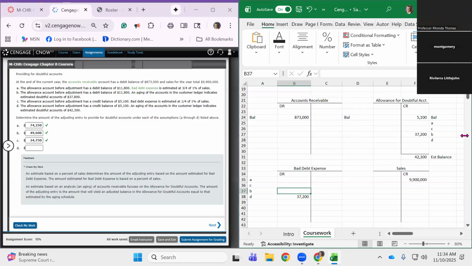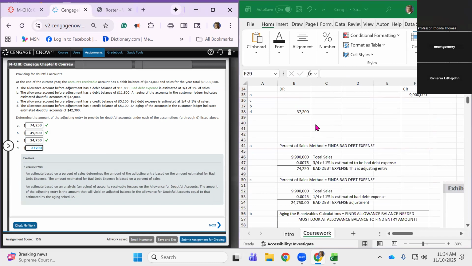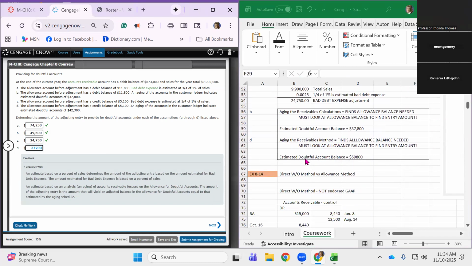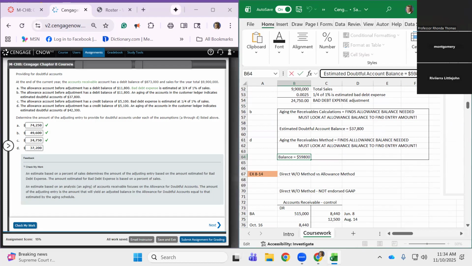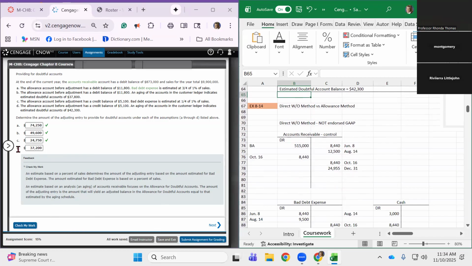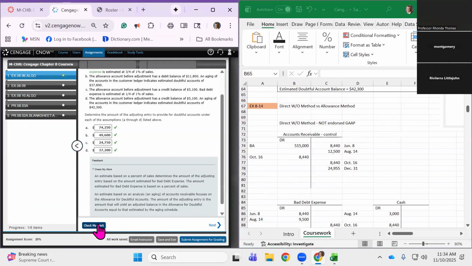Let me get rid of B, and this should be D. One more time: take the balance that we found from aging the receivables and subtract the credit balance. Once again, 37,200 is how much that entry will be. I'll put that down here too. The estimated doubtful account balance for D is 42,300, and we needed an entry of 37,200 to bring it to that balance. Okay, moving on. Let me just double check my math.